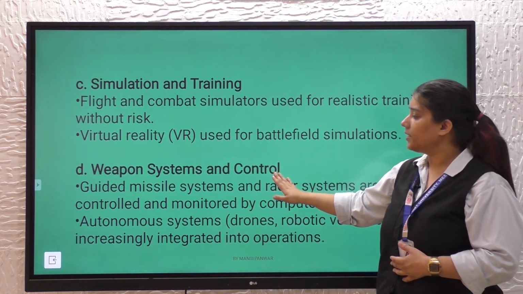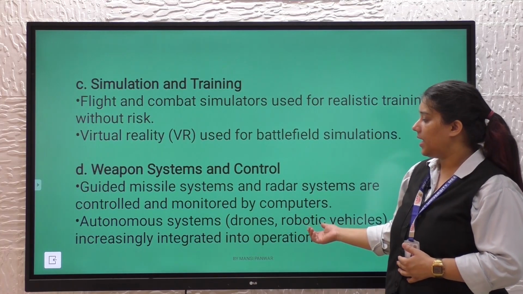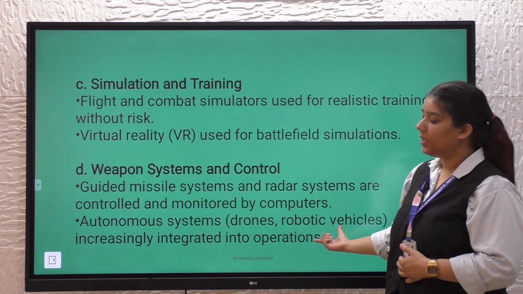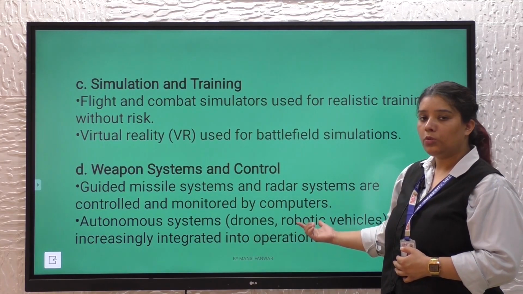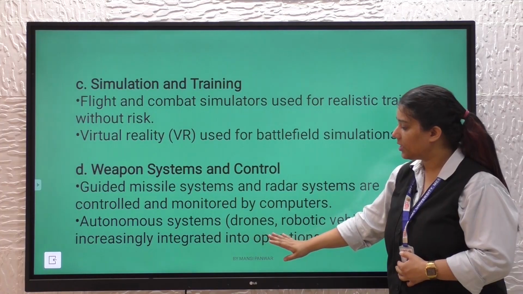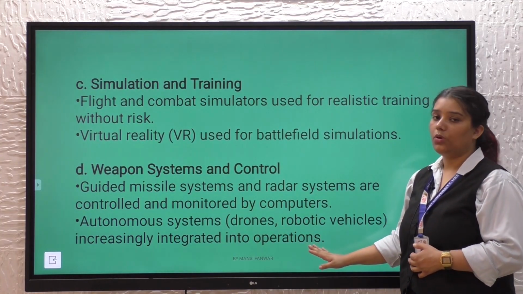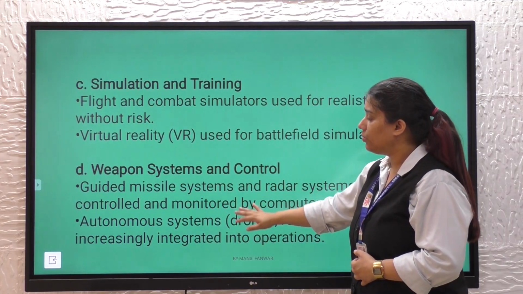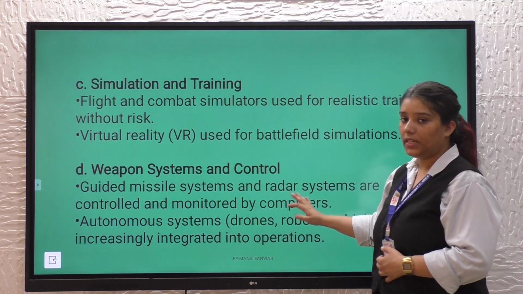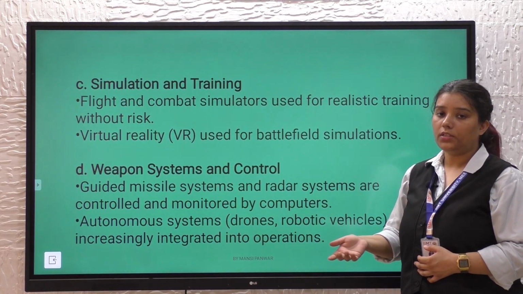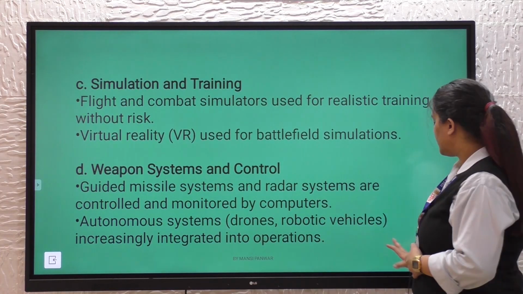Weapon systems and control. Guided missile systems and radar systems are controlled and monitored by computers. Autonomous systems, drones, and robotic vehicles are increasingly integrated into operations. So these are the operations that are used in weapon systems and control. So we can say the role of computers is important also in defense and security.